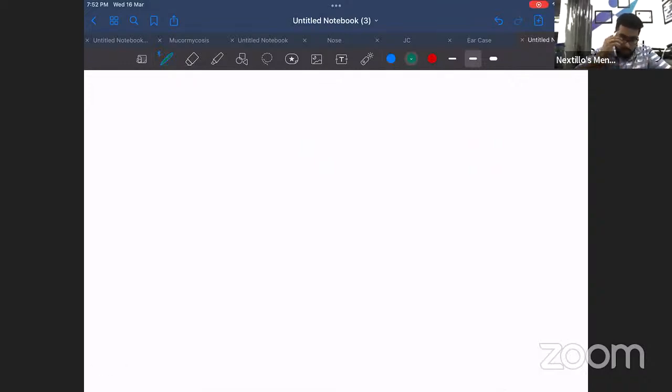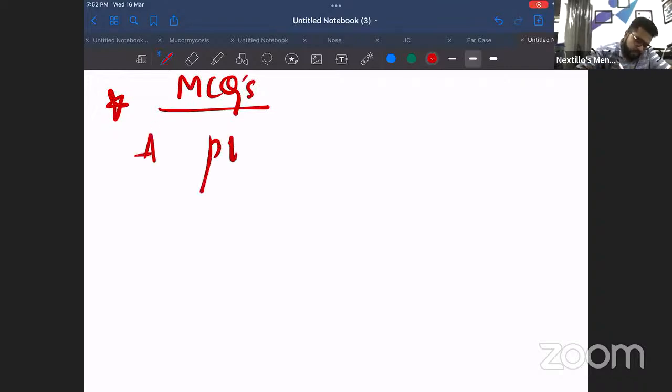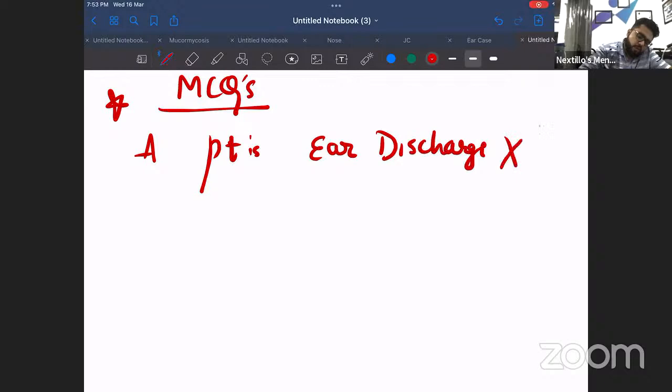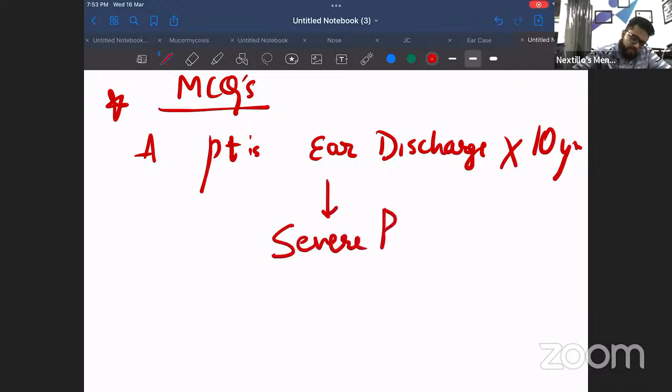So now I'll post a few questions, a few MCQs. A patient is having ear discharge for 10 years. Now he has developed severe pain. There is suspicion of intracranial complication.